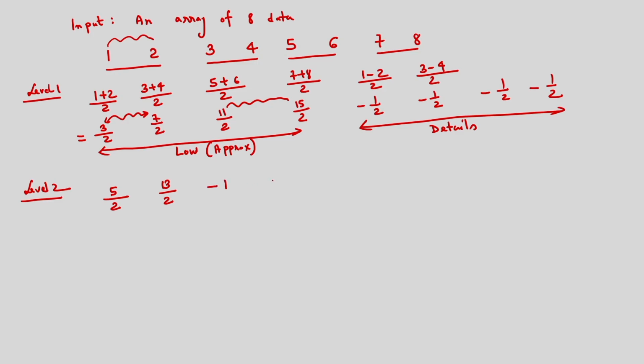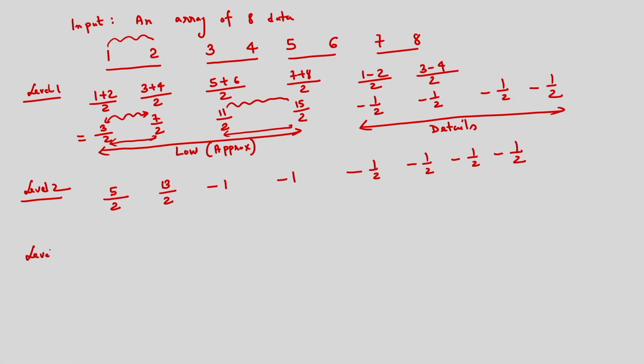The detail is minus 1, minus 1. So from 3 by 2 and 7 by 2, I can determine the detail information, that is minus 1. And from 11 by 2 and 15 by 2, I can determine the detail information. The detail information is minus 1, and the previous values are minus 1 by 2, minus 1 by 2, minus 1 by 2, and minus 1 by 2. This is level 2 decomposition.